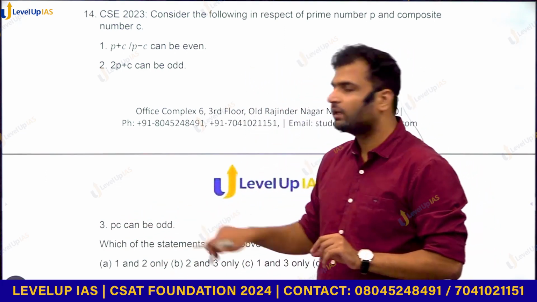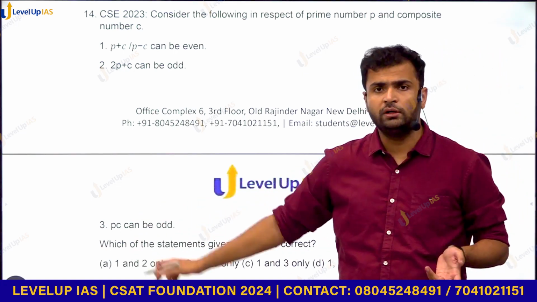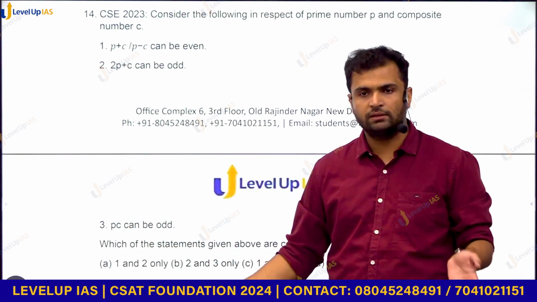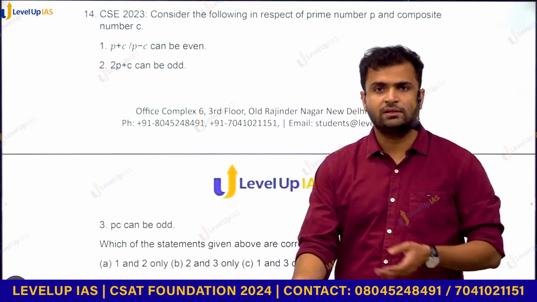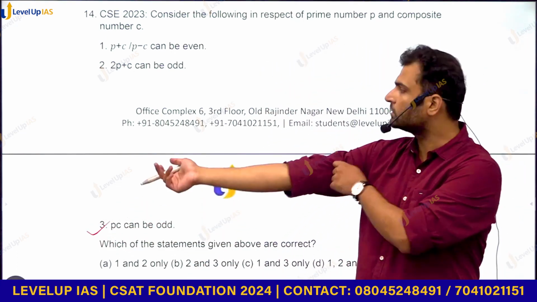Prime into composite number can be odd. When can the multiplication of two numbers be odd? When both of them are odd. Can we have an odd prime number? Yes, like 3, 5, 7, so many. Can we have an odd composite number? Yes, 9, 15, so many. So this is definitely true. We can have both odd numbers.